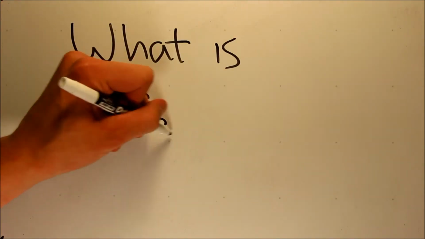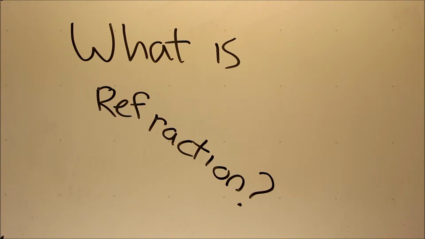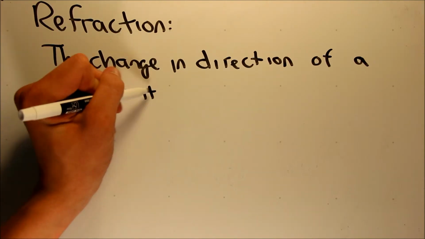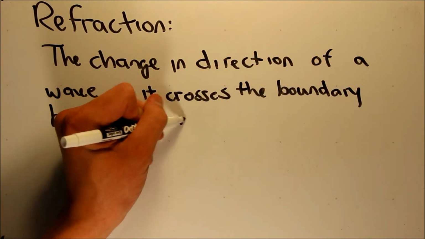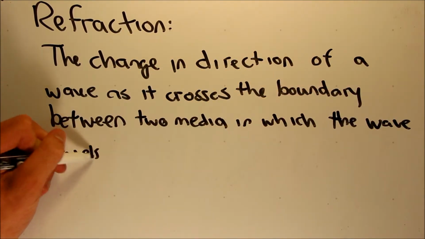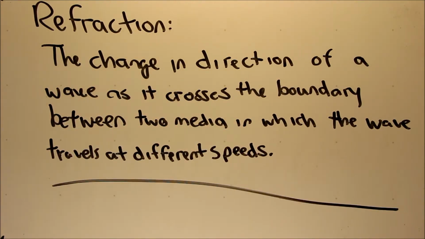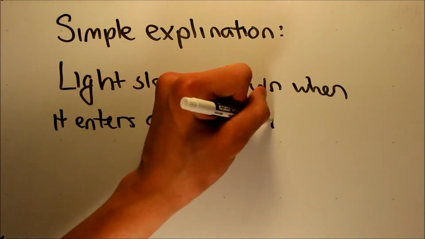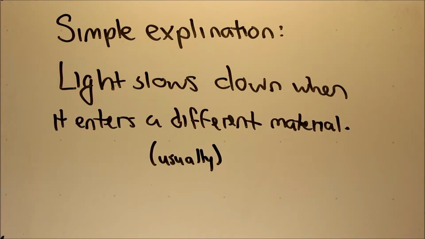Let's move on to the second part of this chapter, which deals with refraction. Refraction, as defined by our book, is the change in direction of a wave as it crosses the boundary between two media in which the wave travels at different speeds. A simpler way to put this is that light usually slows down when it enters a different material.